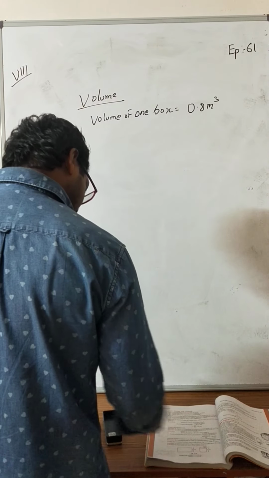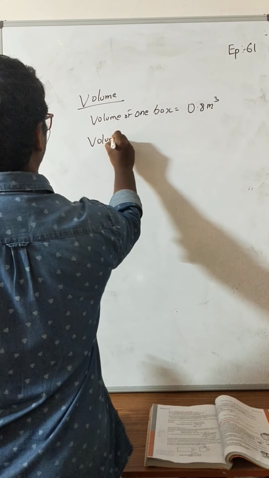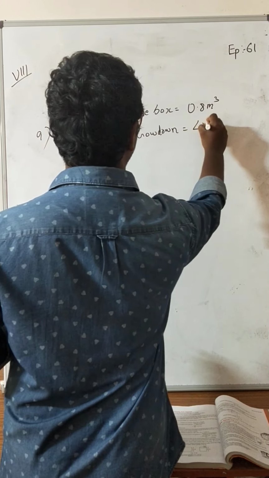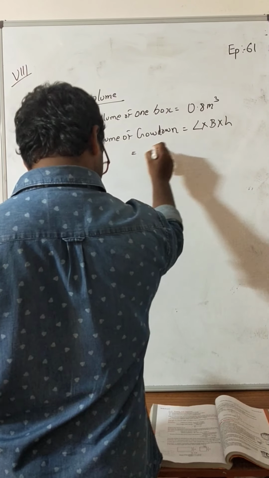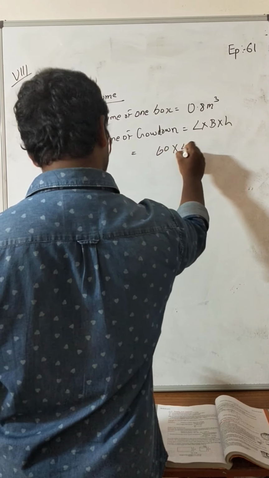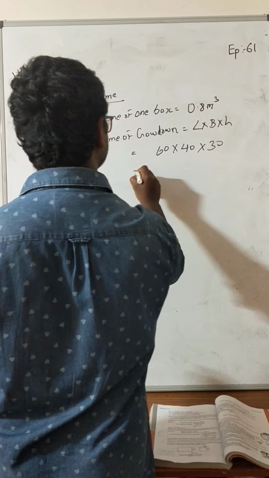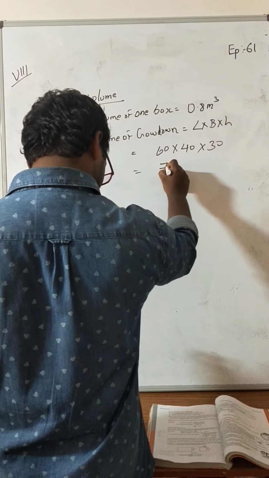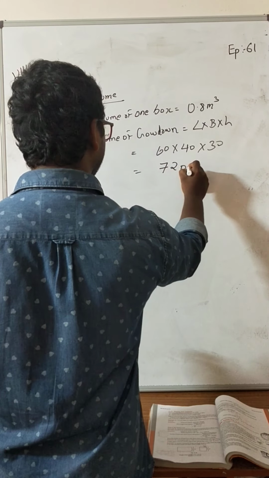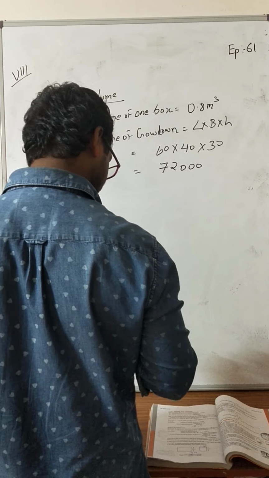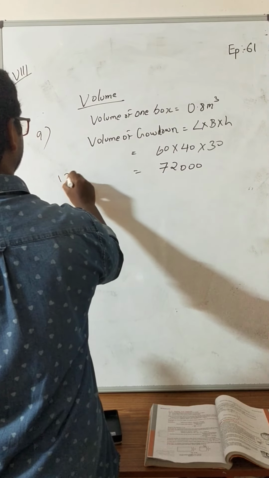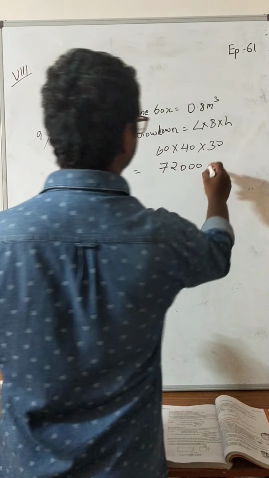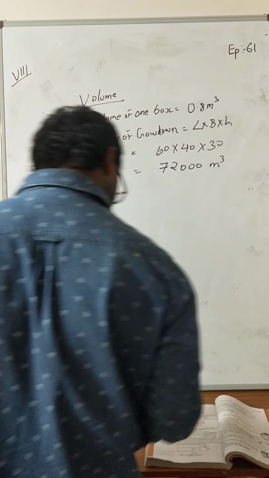and volume of godown is length into breadth into height. So length is 60 into 40 into 30. So how much will we get? 4 threes are 12, 12 sixes are 72. We will get 72000 meter cube, because this is also volume, this is meter cube.